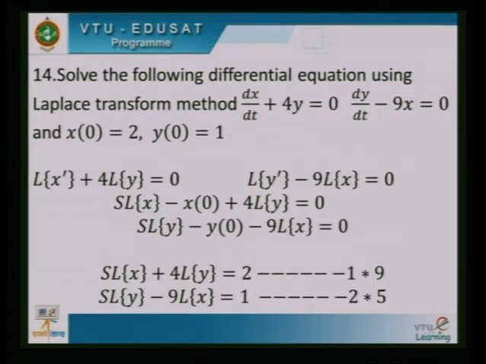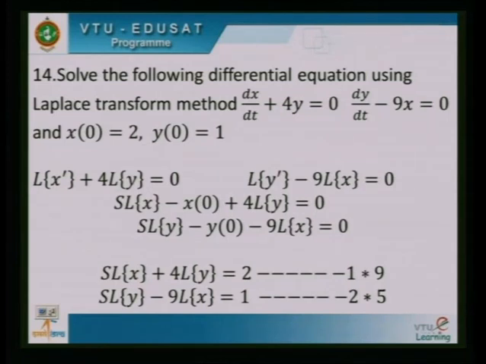First, taking the Laplace transform: L of x dash plus 4 into L of y equal to 0. Next, the second equation is L of y dash minus 9 into L of x equal to 0. Use the Laplace transform derivative formula: L of x dash can be written as s into L of x minus x of 0, plus 4 L of y equal to 0, that is the first equation. The second equation is L of y dash can be written as s into L of y minus y of 0, minus 9 into L of x equal to 0.